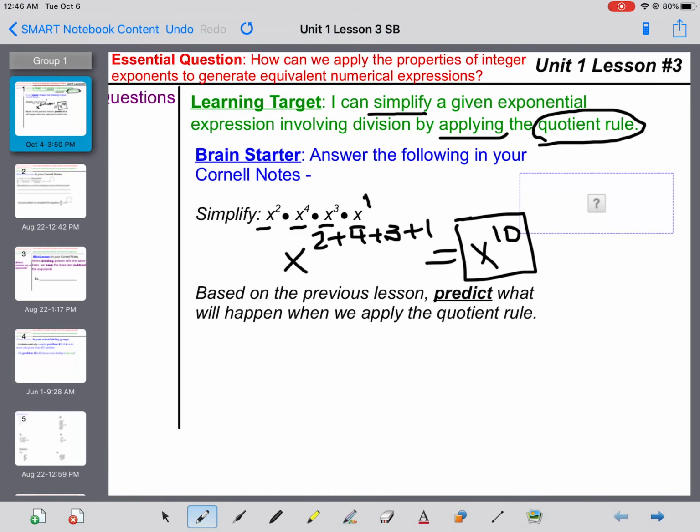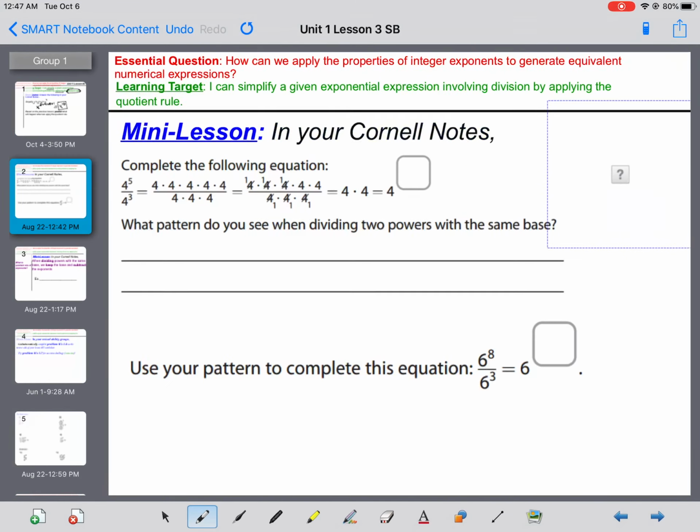And then to add on to that brain starter question, based on the previous lesson, predict what will happen when we apply the quotient rule. So if we were keeping the base and adding the exponents in the product rule, what do we think is going to happen in the quotient rule? And if you want to answer that question right now, please go ahead and answer that. If not, we're going to get to that in the mini lesson.